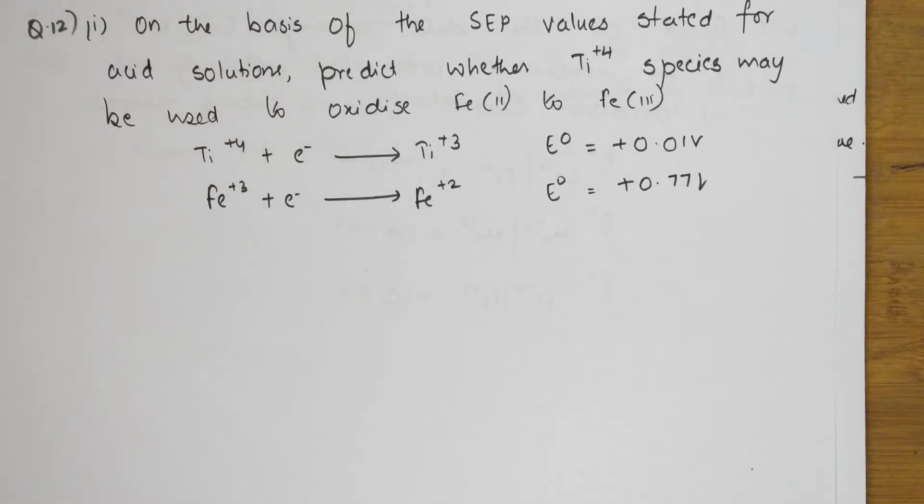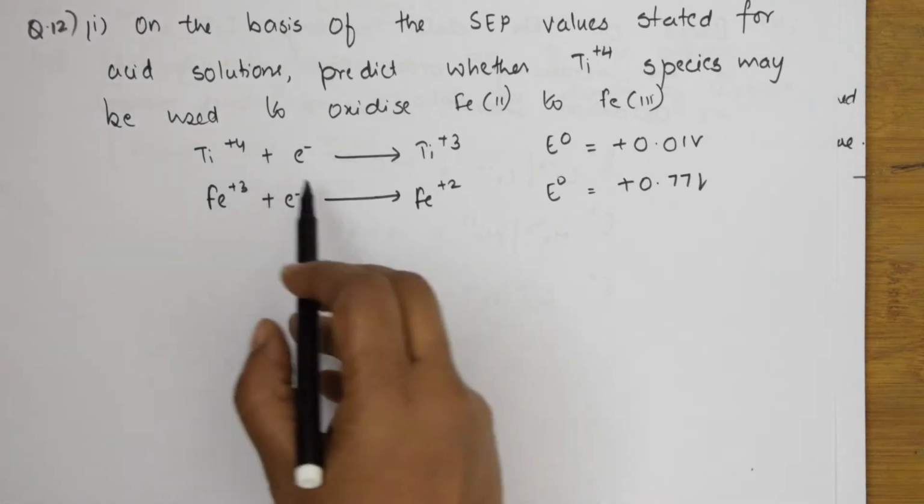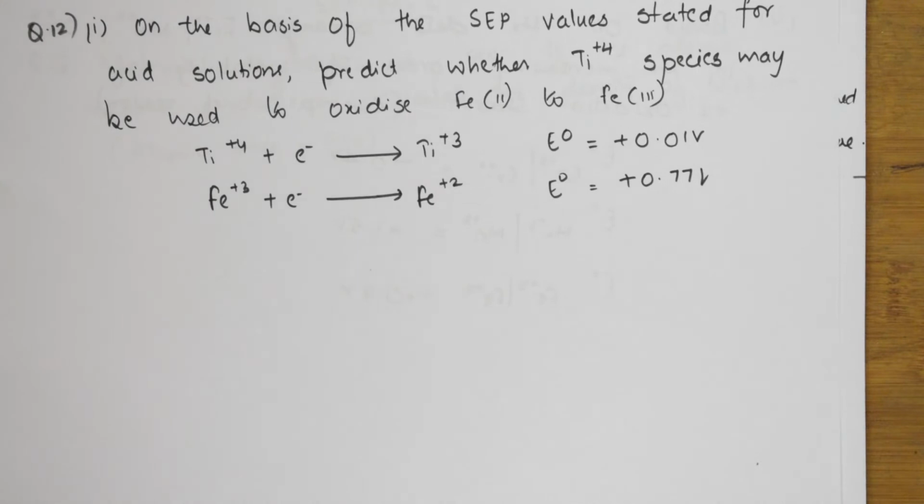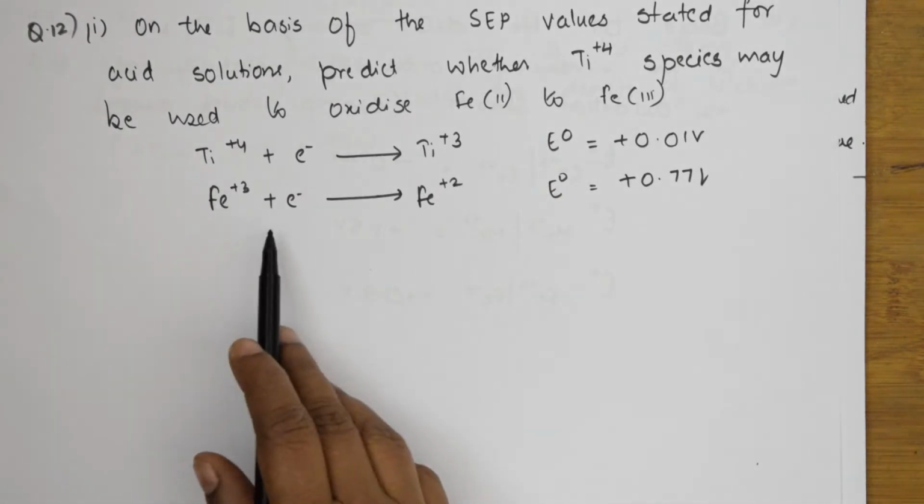So let's do the solution. Then what did they give us? They've given us Ti+4 plus 1 electron gives Ti+3. Electrode potentials are given, right? SEP stands for standard electrode potential. Next, iron also is given.